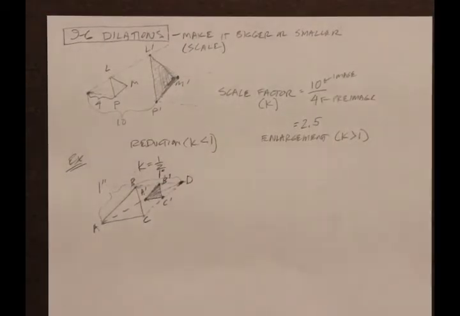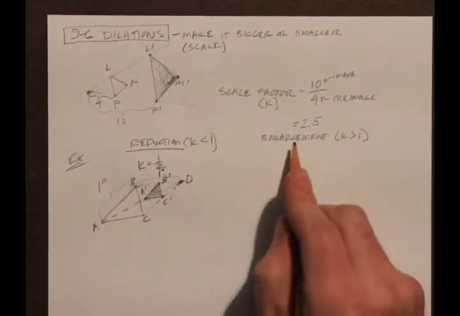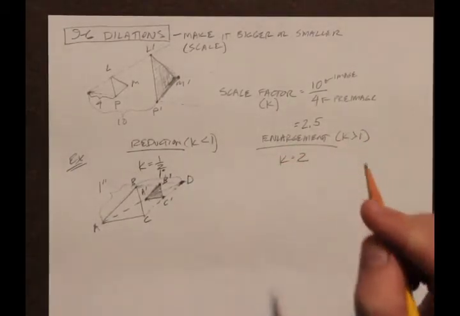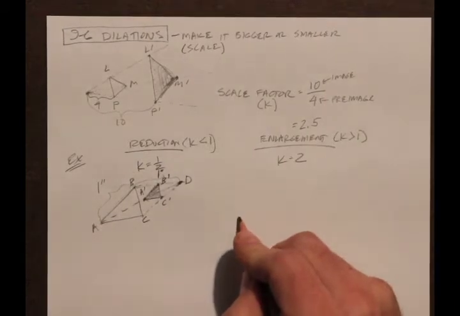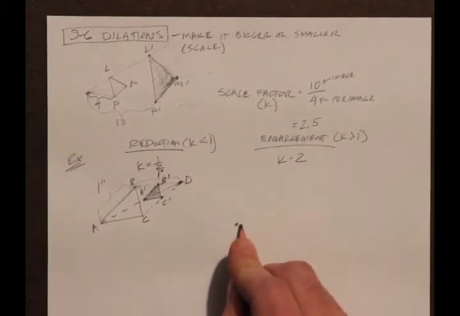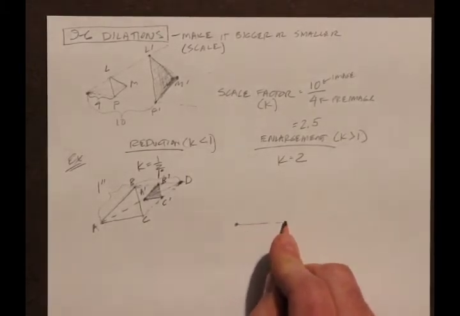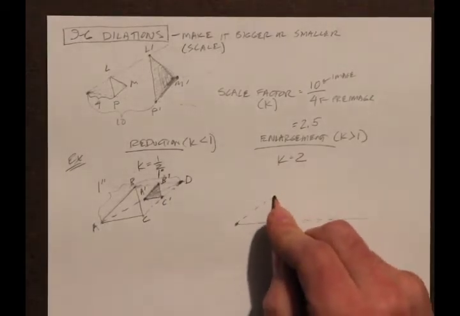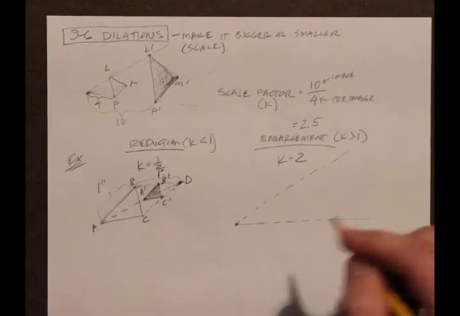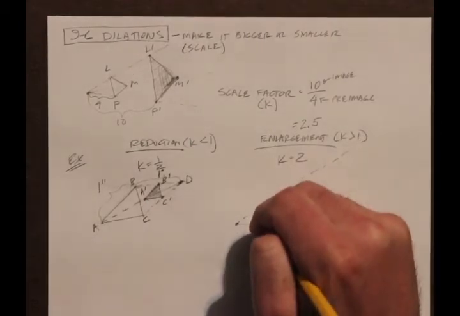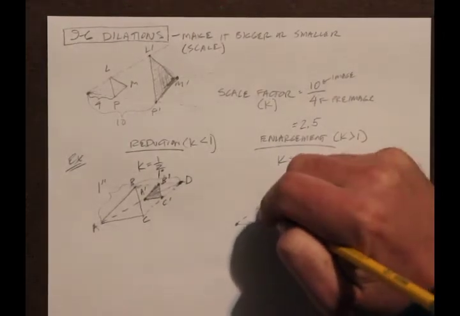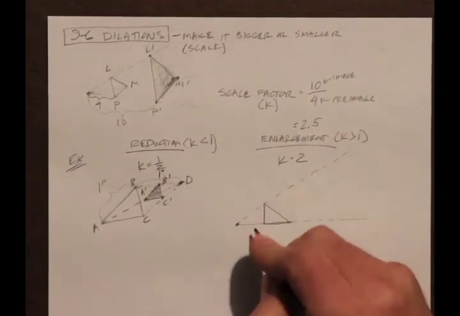Let's do an enlargement. So this was a reduction. Let's do an enlargement, k equals 2. All right, so let's start over here. Let's draw a point here, and then we're going to draw a dotted line that goes along like this, and we're going to draw one that goes along like this to help us put our triangles here. So I'm going to put a triangle right here, and this is triangle ABC.